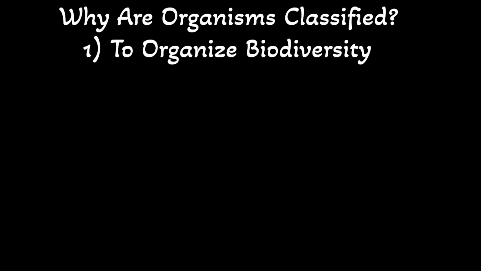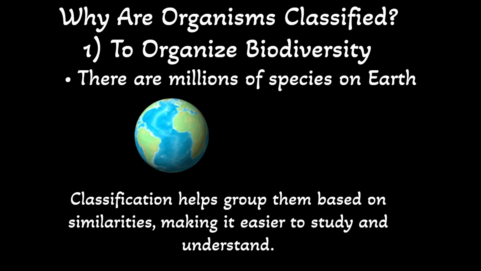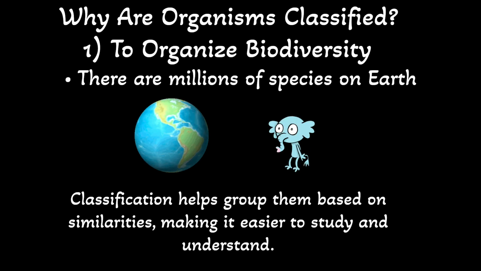First of all, as I already told you, we are going to understand why organisms are classified. Organisms are classified first of all to organize biodiversity. There are millions of species on earth, and classification helps in grouping them based on their similarity. That makes it easier to study and understand them.